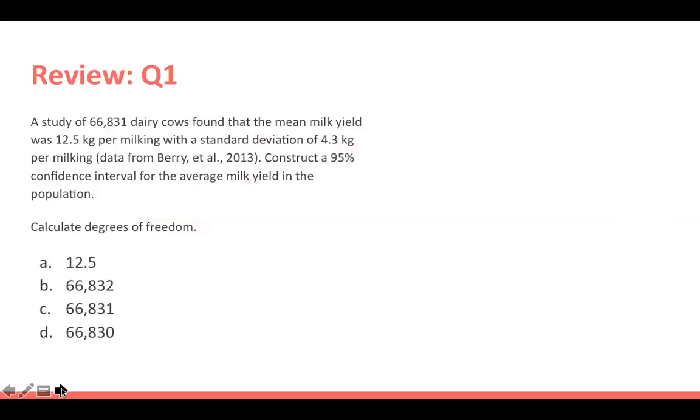So we're going to our first review question. A study of 66,831 dairy cows found that the mean milk yield was 12.5 kilograms per milking, with a standard deviation of 4.3 kilograms per milking. Construct a 95% confidence interval for the average milk yield in the population. So we're going to just calculate the degrees of freedom for this question.